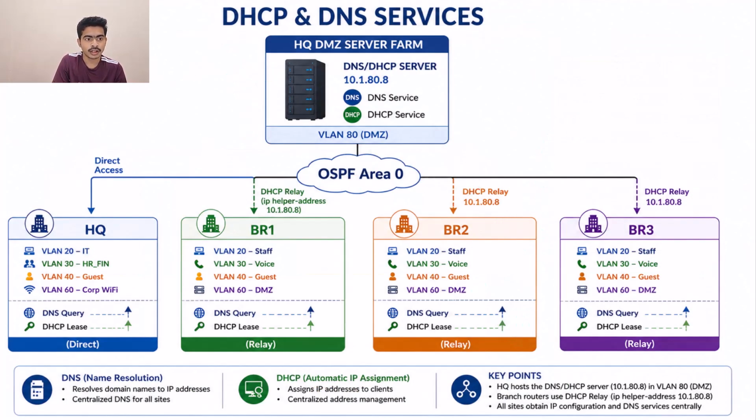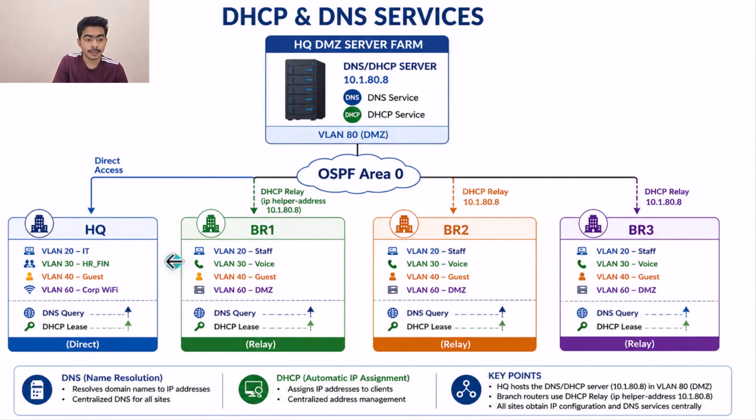Now let's have a look at the implementation of DNS and DHCP services in our network. There is a central server under the DMZ part of our HQ, which provides DNS and DHCP services. Since this server is inside the HQ, HQ gets direct access. Here we have used only certain VLANs which can support automatic IP allocation, like the IT department, finance department, guest, and corporate Wi-Fi, etc.